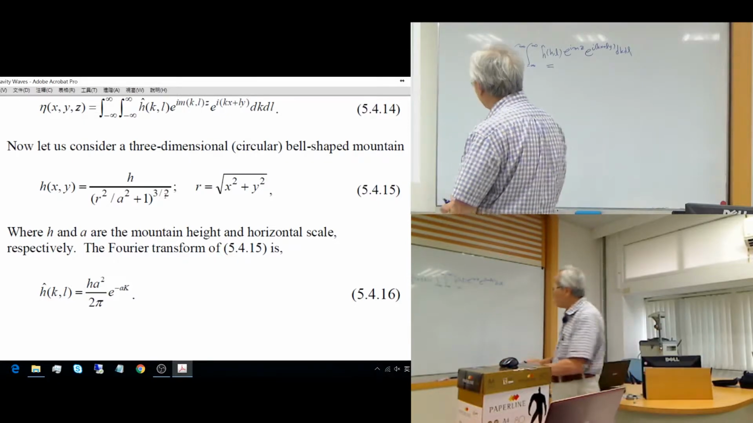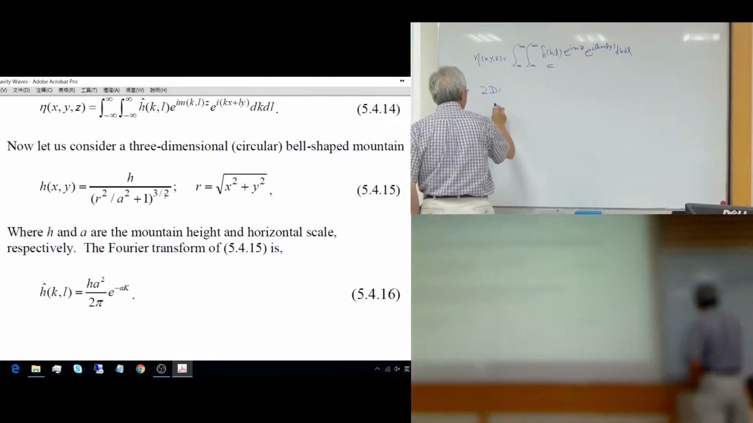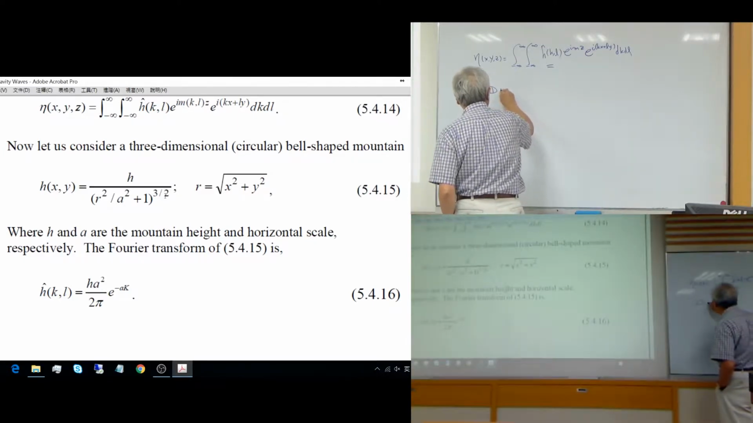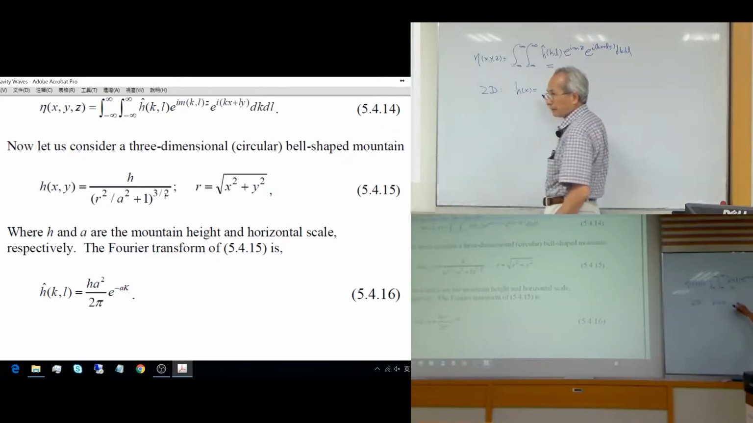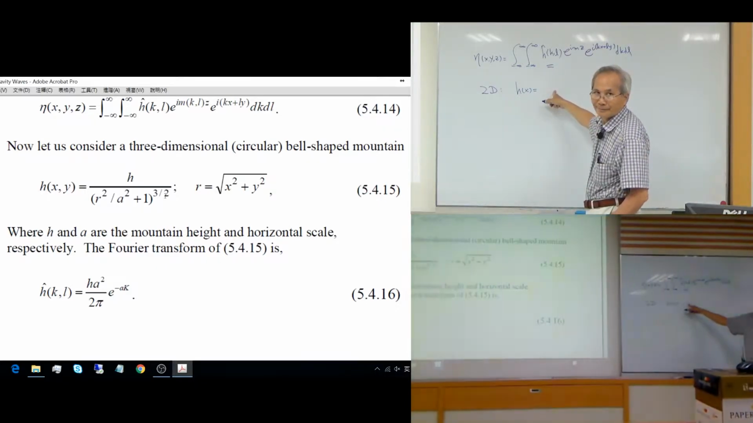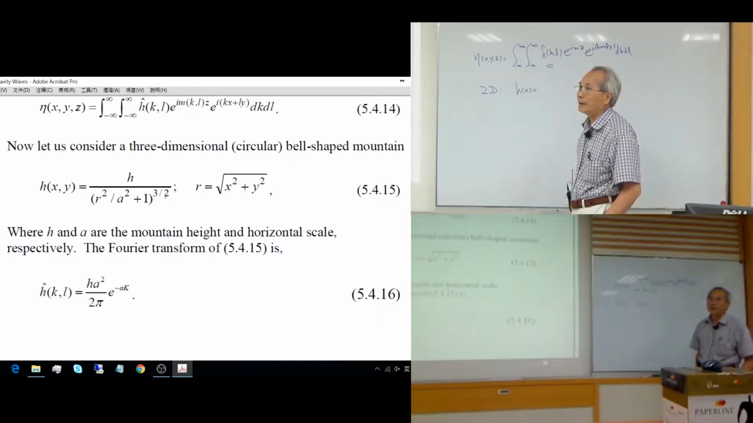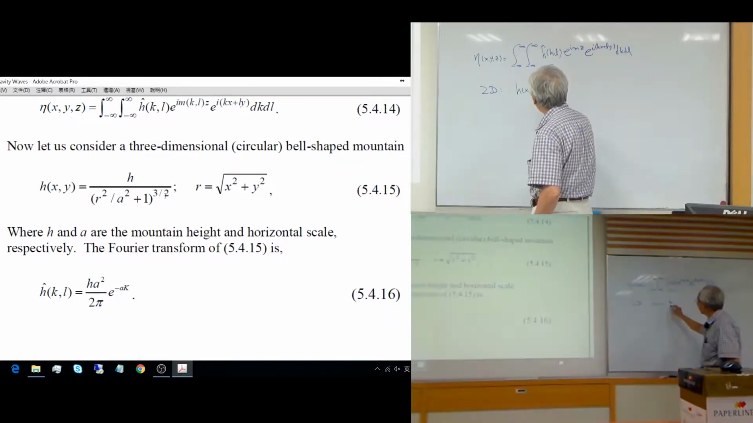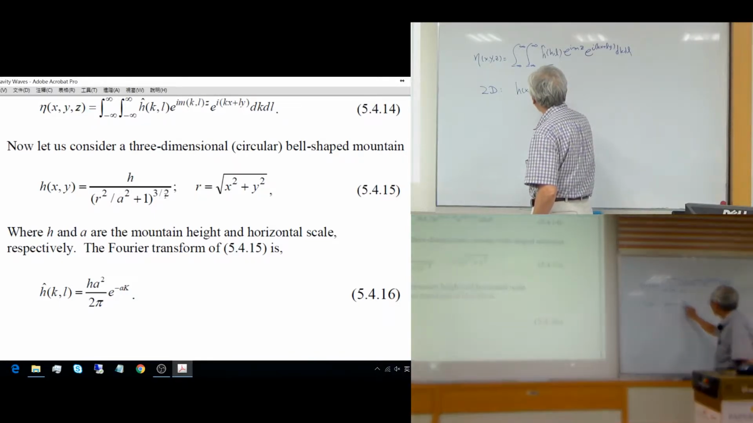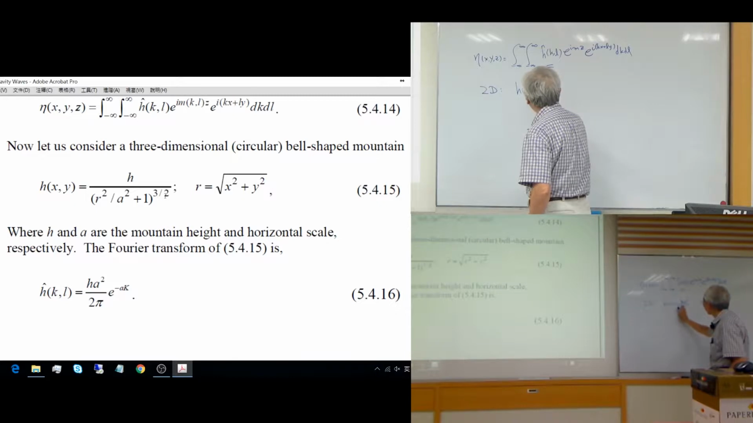Remember the pear shape, in 2D, for the pear-shaped mountain, we have h of x equals to, anybody remember this? What's the pear-shaped mountain in 2D? h_m divided by, or we can say, a squared over x squared plus a squared.